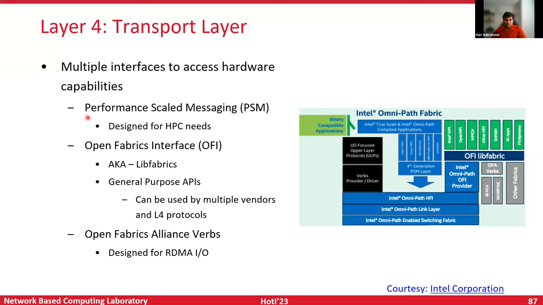At the transport layer, there are multiple interfaces provided to access the hardware. As I mentioned, there is something called the Performance Scaled Messaging, or PSM, interface. And more recently, the OpenFabrics Consortium has proposed the OpenFabrics Interface as a better method to access these underlying hardware solutions. With Omnipath Express, OFI is the preferred method of accessing the underlying fabric. Several higher level applications like MPI libraries and file systems have already been layered on top of the OFI libfabric interface.